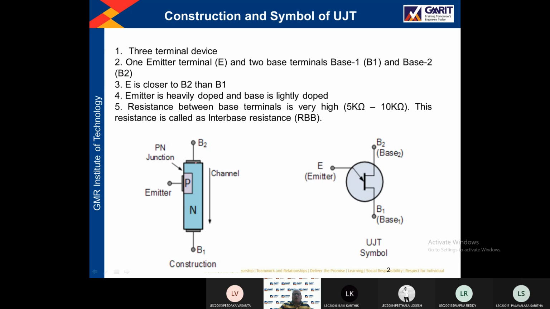You can see here, this is one resistance and this is one resistance, right? So this you call RB1 and RB2, and this resistance is RB1. Combined, its value is your RBB. If you combine both of these, then it will be RBB.